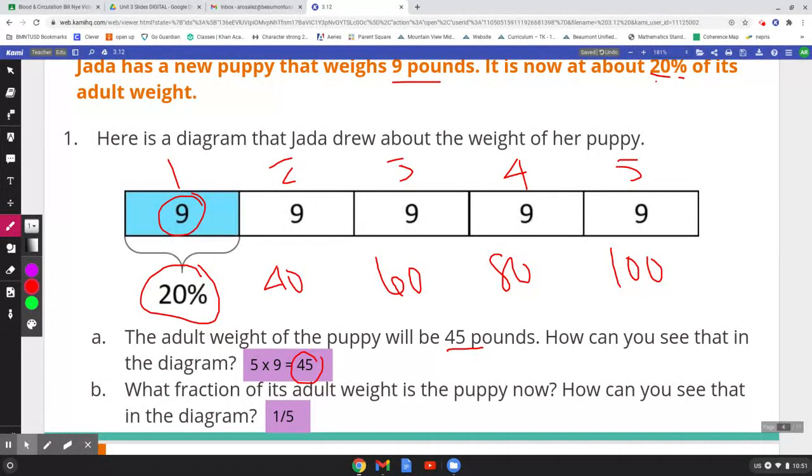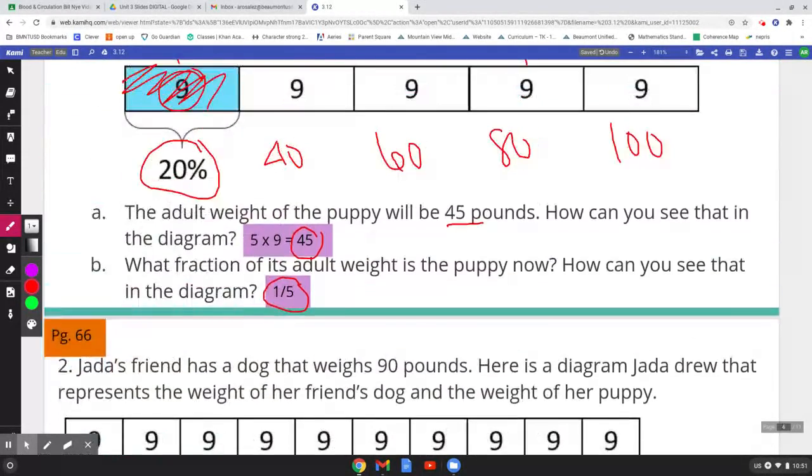What fraction of its adult weight is the puppy now? How can you see it in the diagram? So the answer is 1/5. So this is a normal fraction diagram. We have shaded 1 of 5. So that's 1/5.